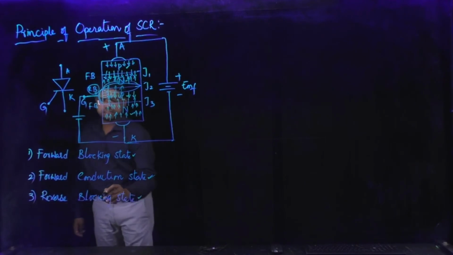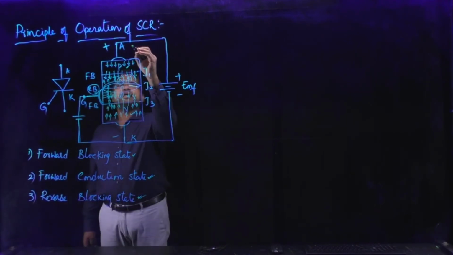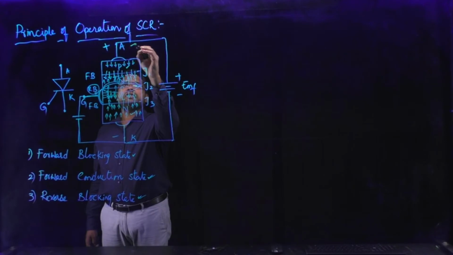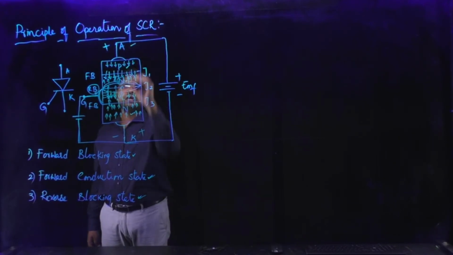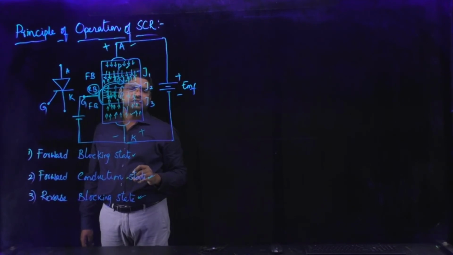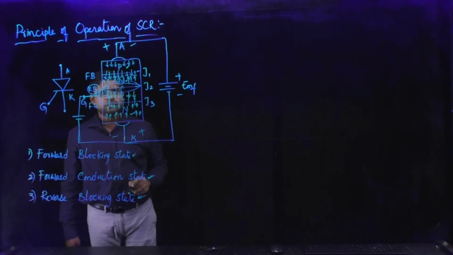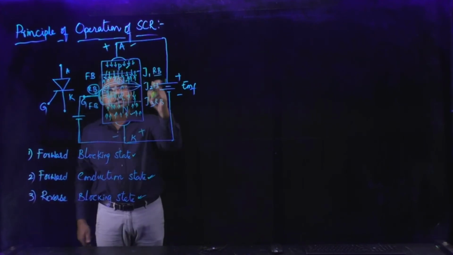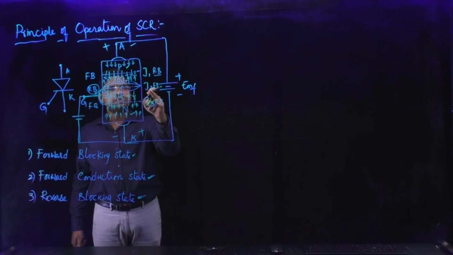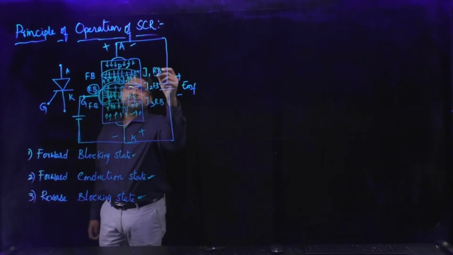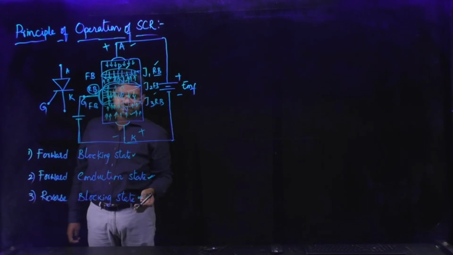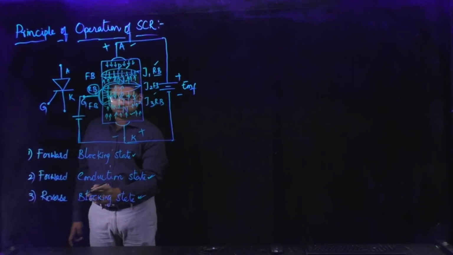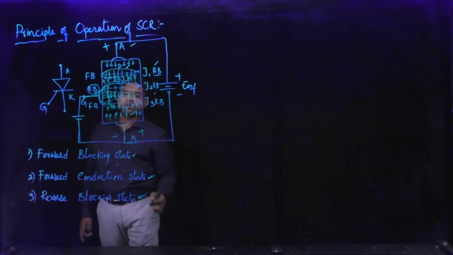The next one is the reverse blocking state. Here the voltage applied across anode and cathode is reverse. That means the cathode is connected to a higher potential with respect to the anode, or we can say the cathode is connected to the positive polarity of the source with respect to the anode. In this situation, junctions J1 and J3 are reverse biased and junction J2 is forward biased. Because of the reverse bias of J1 and J3, there is no current flowing through the device from anode to cathode or cathode to anode. That is why this state is called the reverse blocking state.